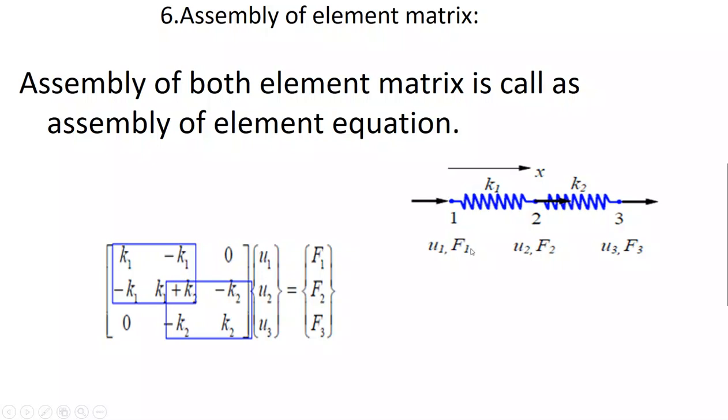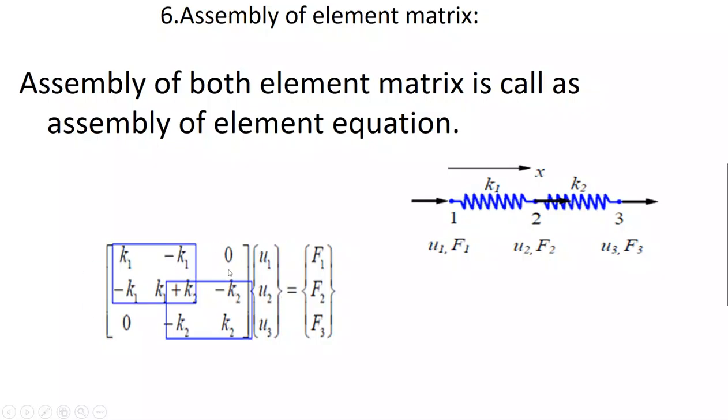For node 1, the input value is F1 and the behavioral output is U1. For node 2, the action input value is F2 and the behavior is U2. For node 3, the action is F3 and the behavior is U3. If we are assembling the equations for these two springs, the force values will be F1, F2, F3. So totally there are three forces applied, and the displacements will be U1, U2, U3. It is indicated here.